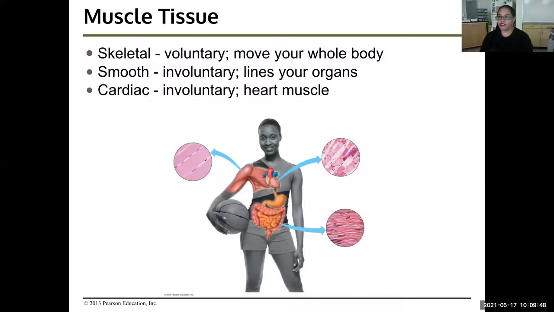And then cardiac muscle, also involuntary. You don't have to tell your heart to beat. That's not a conscious decision. It is involuntary. It does it by itself. If it doesn't, then you're in trouble.